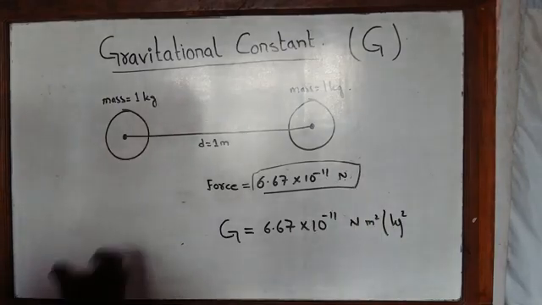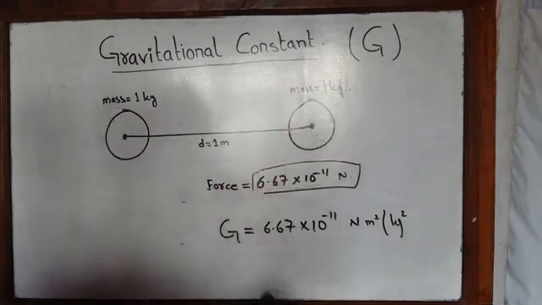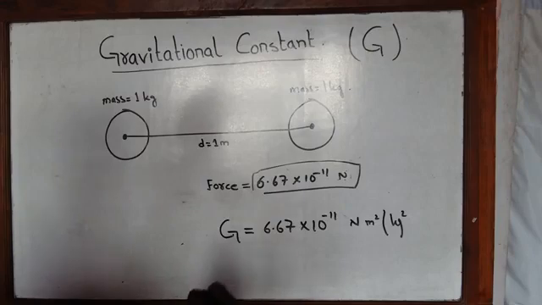So it means that when a 1 kg mass and another mass of 1 kg are placed 1 meter apart, there develops a force of attraction between them, and this force of attraction is a very weak force. As you can see, it's 6.67 times 10 to the power minus 11 Newton. It's a very small force, so it can be calculated using only a very sensitive device. That is what Henry Cavendish did in the year 1798 AD. He found out the value, and this value is used as the value for the gravitational constant.